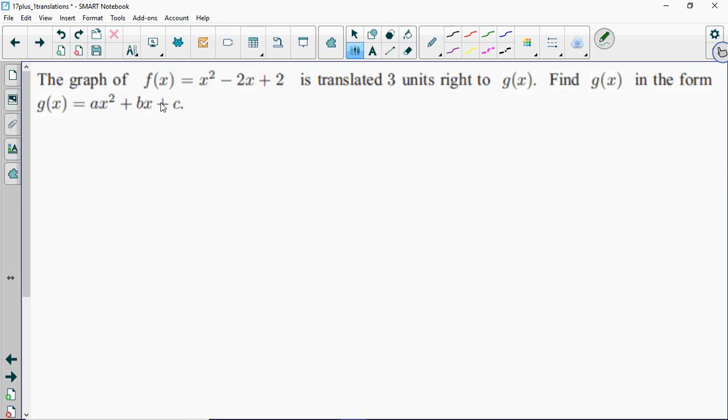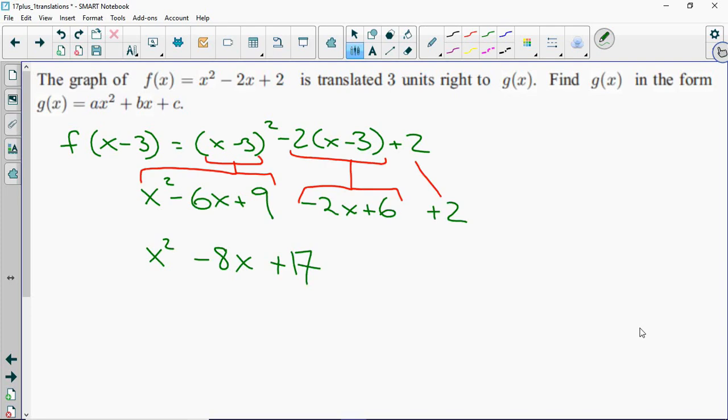All right, so we're just going to do a little bit of algebra here. So first of all, if we're shifting it 3 units to the right, that means we have f of x minus 3. And that means we're just going to put in x minus 3 for all of those x values. And then all we need to do is simplify this. And there it is. So this will be our final answer.